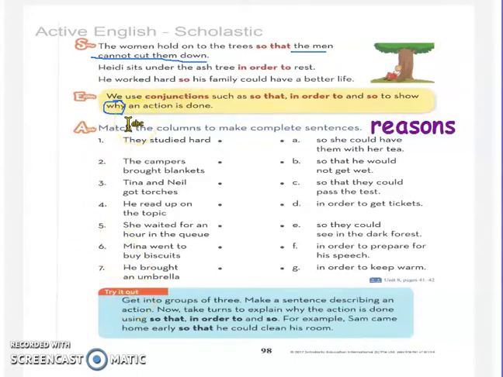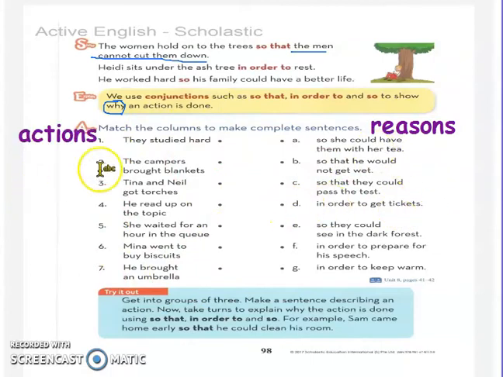Exercise number 1. Match the columns to make complete sentences. Here, my students, we have 2 parts. These are the actions, and here we have the reasons. We want to match the first part with the suitable second part, the suitable one for each action.